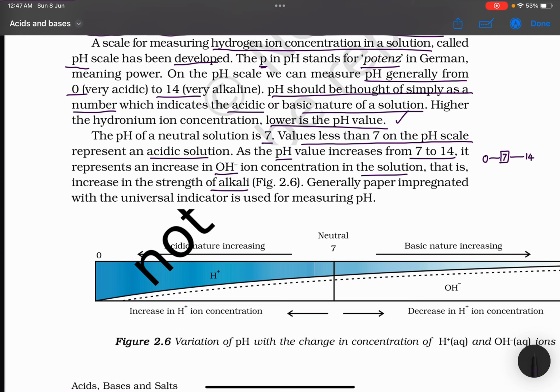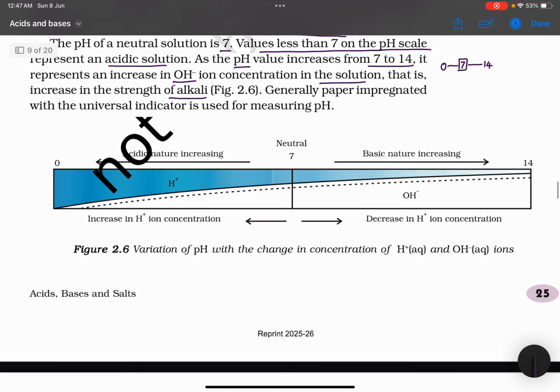Generally, paper impregnated with the universal indicator is used for measuring pH. See here, the H plus ion is given the blue color. That means here the H plus ion concentration is more. When we reach near 7, neutral, both are the same. And here the OH minus ion concentration is more after 7. So when you are reaching 14, that is the maximum OH minus concentration. When you are at 0, that is almost all H plus ion concentration.